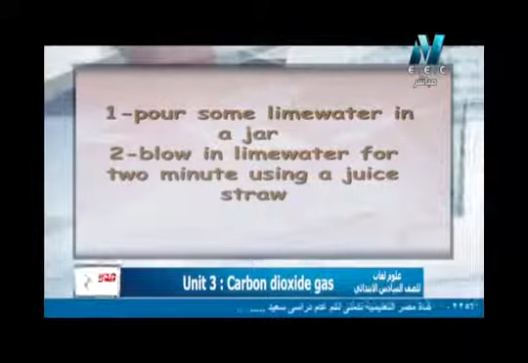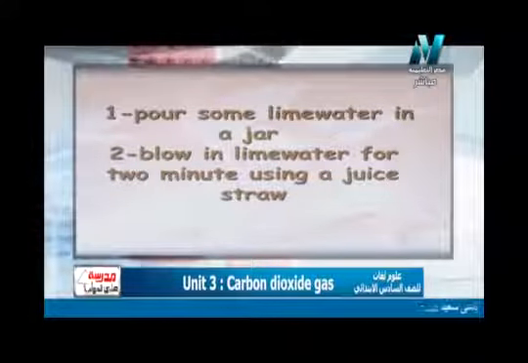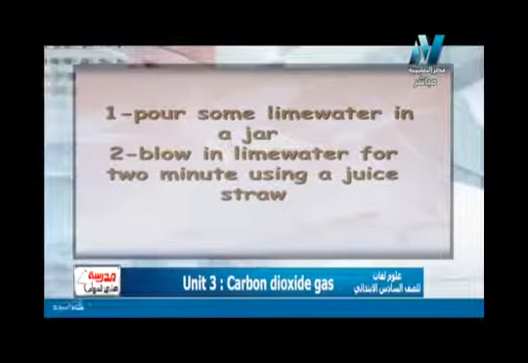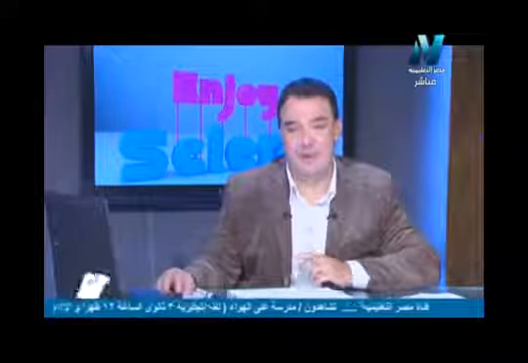Blow in the lime water for 2 minutes using a juice straw. We blow into it for two minutes using a juice straw or something like it. Okay? What happened? I will find that lime water will turn milky, a slightly cloudy color, what we call milky, cloudy or turbid.